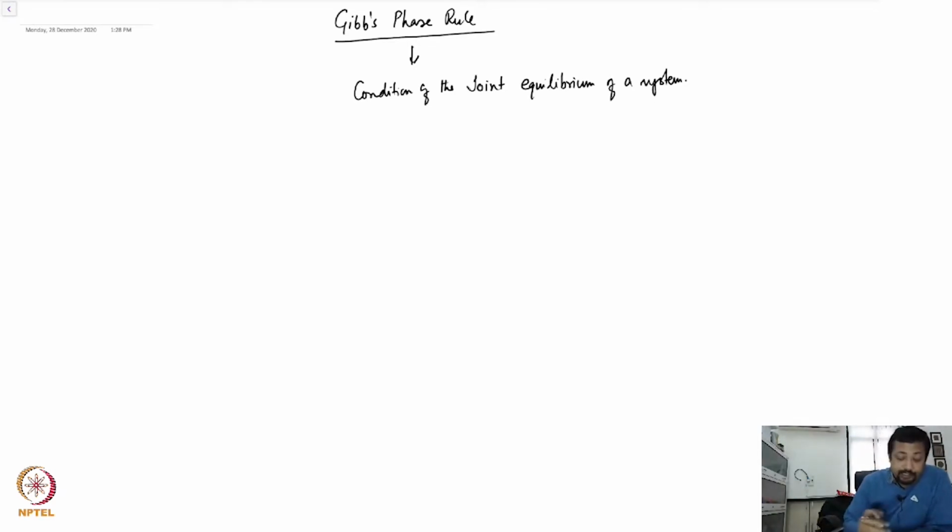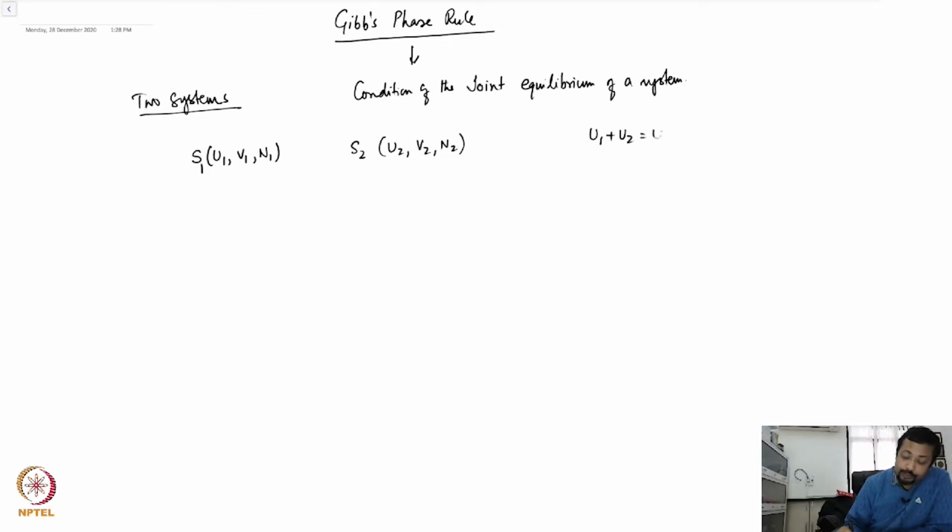Here, let us consider two systems with entropies S1 as a function of U1, V1 and N1, and S2 as a function of U2, V2 and N2, and let us bring these two systems together. But first we note that U1 plus U2 must be your total energy, V1 plus V2 must be your total volume, and N1 plus N2 is going to be your total particle number. U, V, N are being held fixed. So bring them together so that they come into a joint equilibrium.